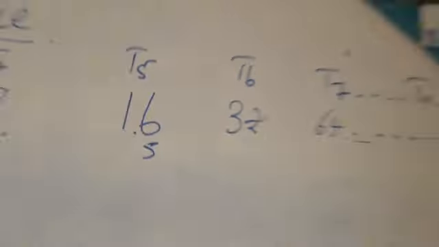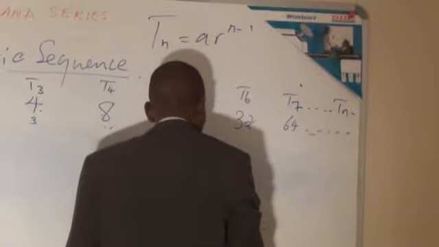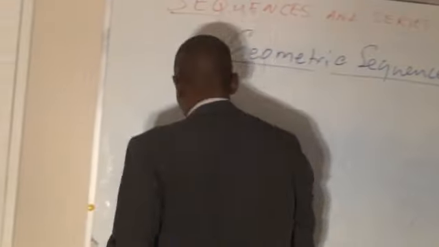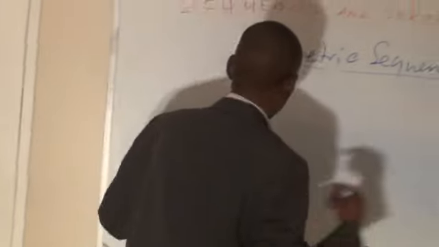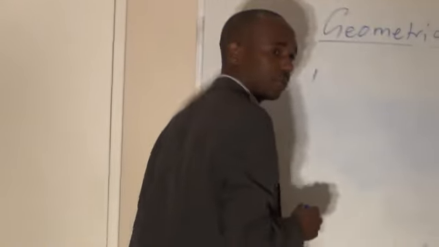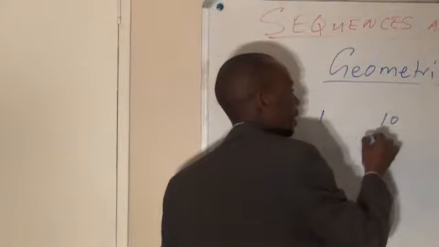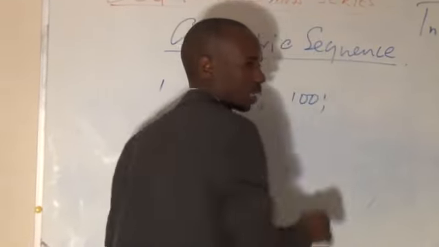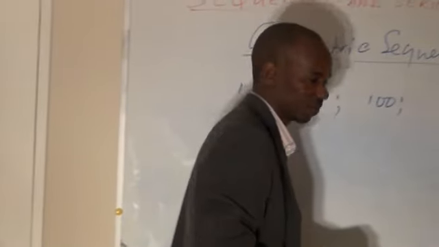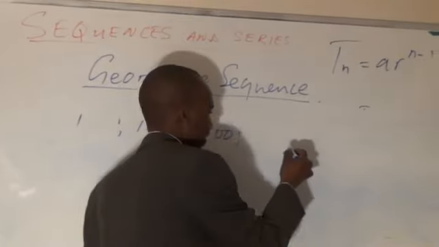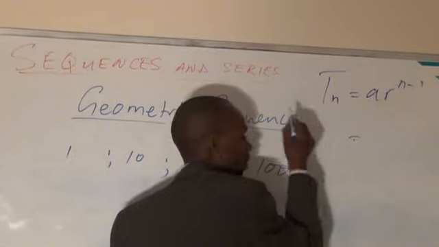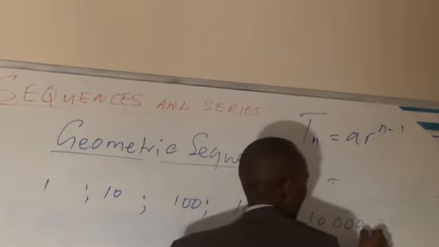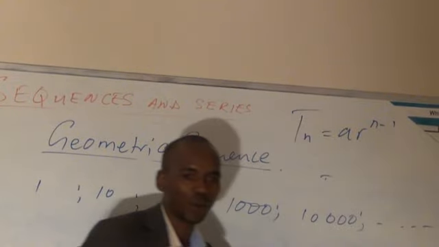Let us look at a geometric sequence again. 1, 10, 100. What comes next? 1,000. 1,000. Good. What comes next? 10,000. 10,000. And so on. Correct?